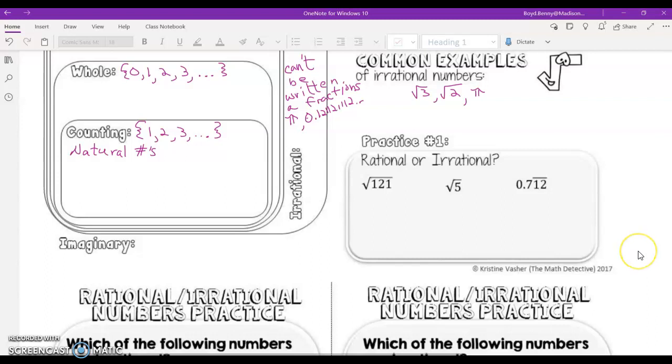Okay? So let's move on down here. Practice number 1. Rational or irrational? Well, this one, the square root of 121, as we saw in a previous lesson, is the answer 11, or negative 11. Well, since that's a whole number that can be written as a fraction, this would be a rational number. Now, when we take the square root of 5, we end up with 2 point some crazy long decimal that never repeats. That makes this an irrational number. So for irrational numbers, you have decimals that do not repeat.